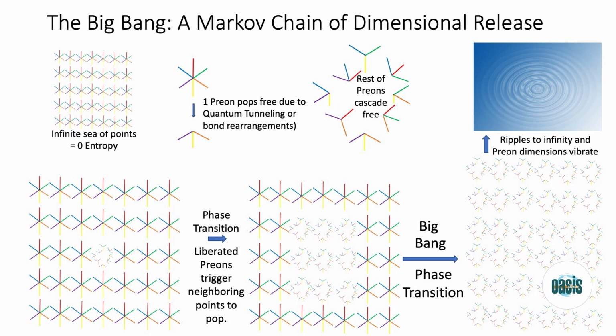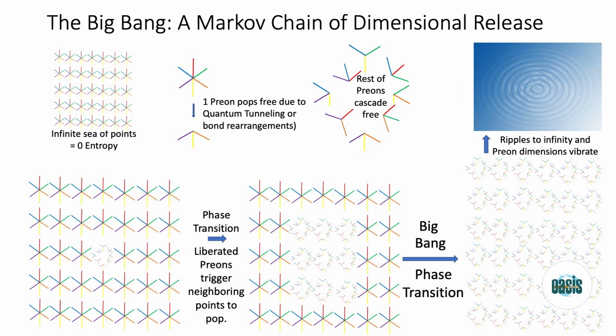So it suggests that what happened in the Big Bang is that you have a field of points. It's at 0 entropy. It's completely uniform. There are no interactions between them. And then one way or another, one of these preons comes off. Maybe it's due to quantum tunneling. Maybe it's due to bond rearrangements. And when that happens, the rest of the preons cascade free. And they're going to perturb their neighbors. And so more of the neighbor points are going to pop, and that's going to expand. And what I'm proposing to you is that's the Big Bang.